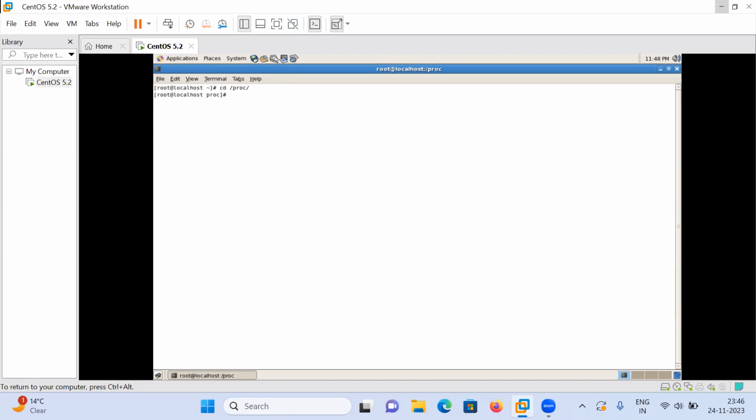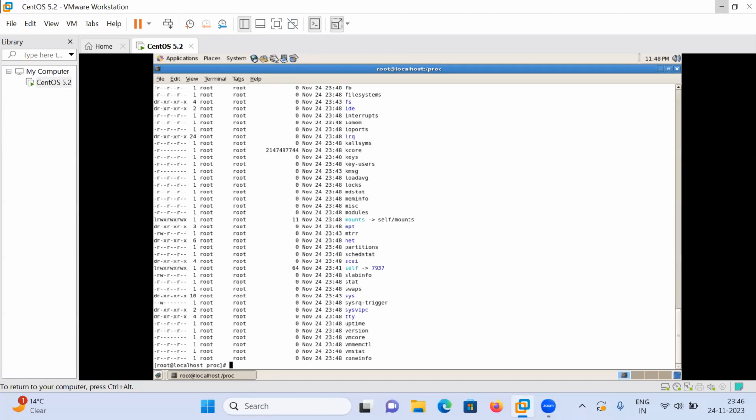So, proc is a virtual file system, and it doesn't take any space on your hard drive, and it contains all the information you need to get about your system, like CPU, memory, disk status, as I will show you here. So if you type here ls -l, you can see various files. These files are read only as they give you information about your system.